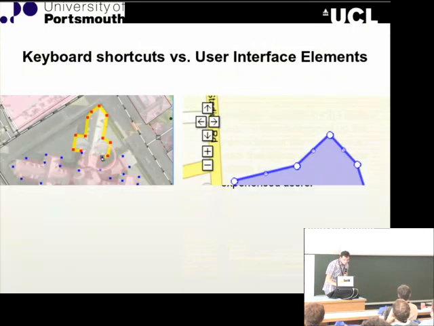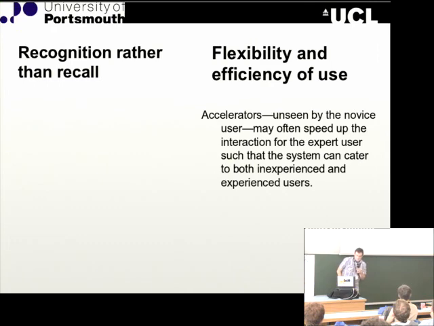Basically, then another example is recognition rather than recall. The rule is that you should always make functionality explicit, easy to find, visible, and consistent. So for each functionality, you should have user interface elements that you can select to create that functionality. And then opposite to that is flexibility and efficiency of use. So for power users, you should provide shortcuts, keyboard shortcuts in this case, to speed up the interaction so that the system can cater to both inexperienced and experienced users.